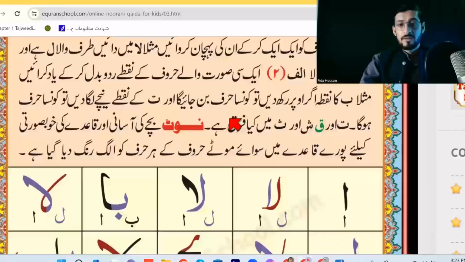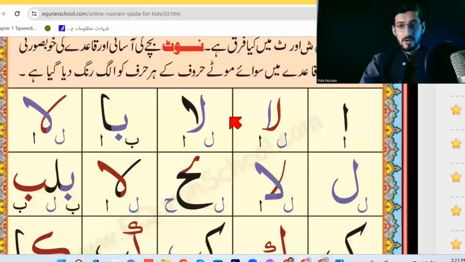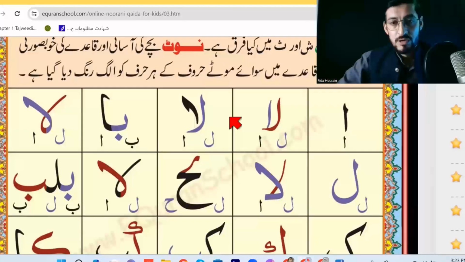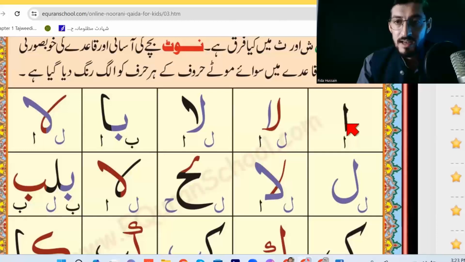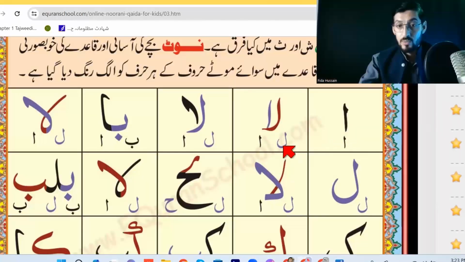So if you have everything in your mind about our previous lesson, it will be very easy to get this one also. The first one is alif. Alif, again alif. They have given the proper letter underneath every word. This is alif, only alif. There are 2 letters. One is lam and that is alif.